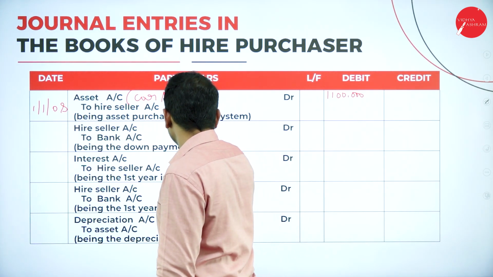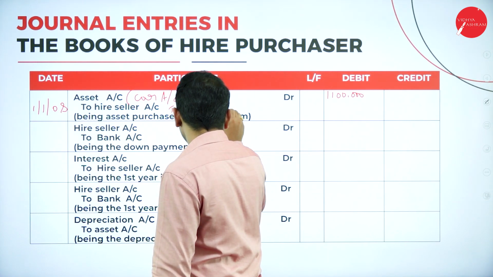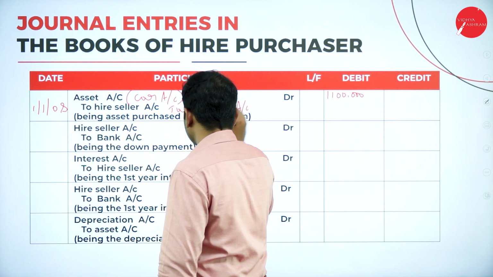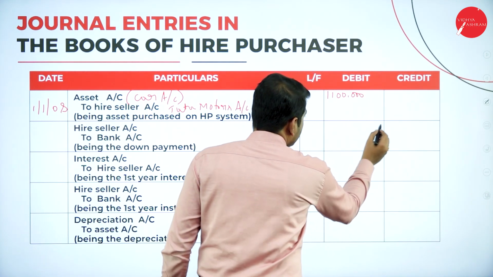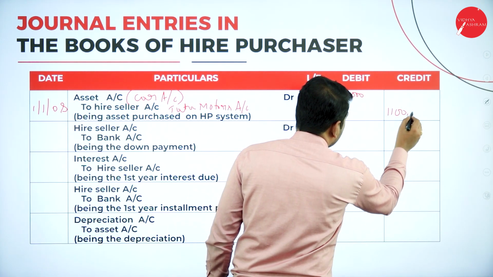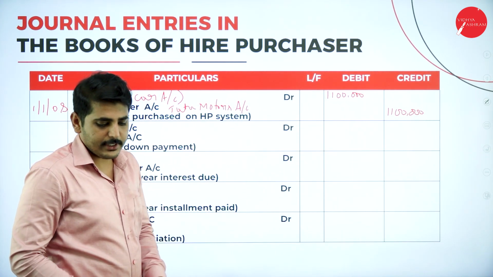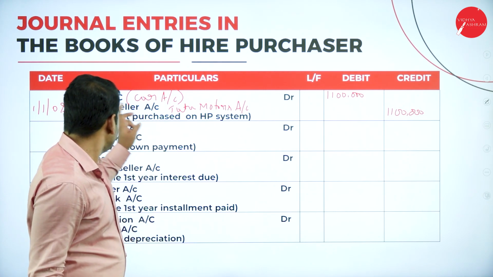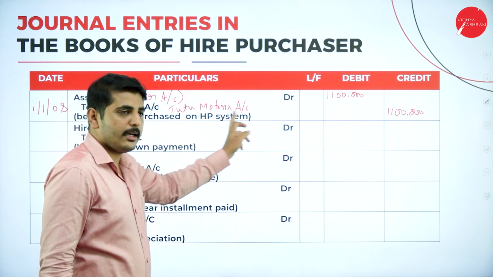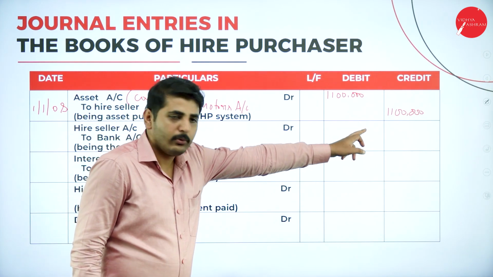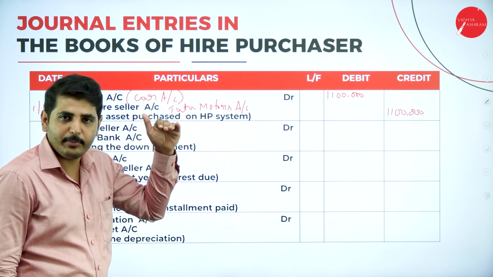So to Tata Motors account. The cash price is 11 lakh, being asset purchased on hire purchase system. I hope you are clear. See, car account debtor to Tata Motors account, the hire seller, 11 lakh, being asset purchased on hire purchase system. First we have purchased the asset.